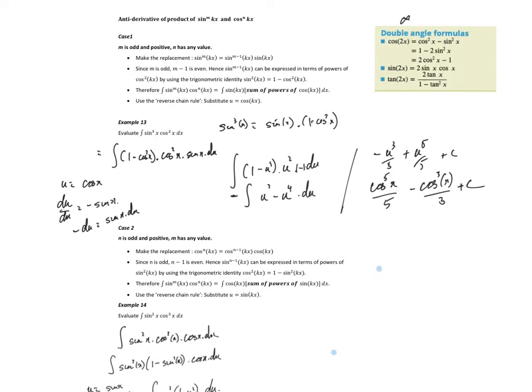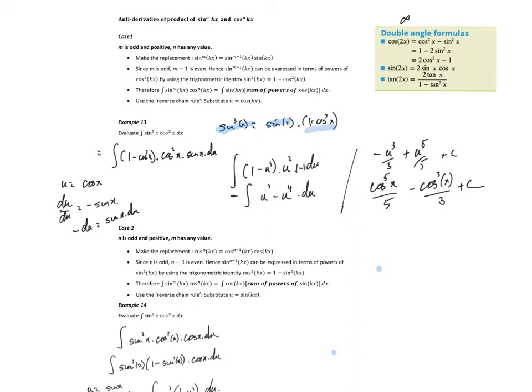So when any of the trig functions are raised to an odd power, it's really quite a nice process. It's quite a simple process. We sort of make use of the fact that sine squared plus cos squared is equal to 1. So here you've got sine cubed x is the same as sine x times sine squared x, which is the same as sine x times 1 minus cos squared.